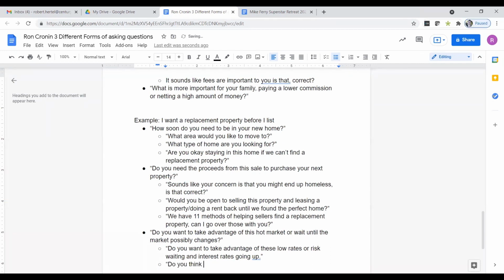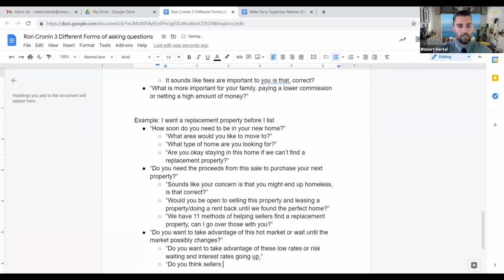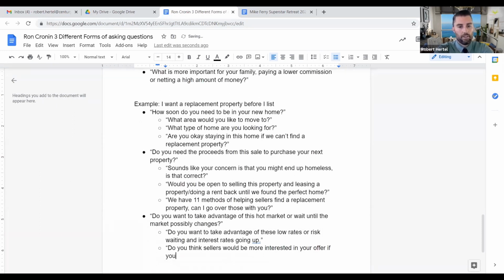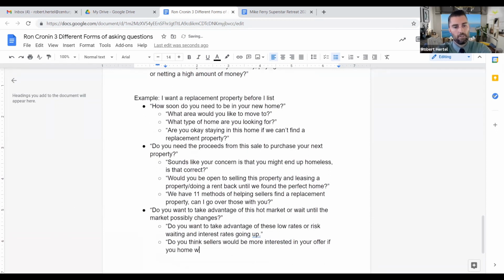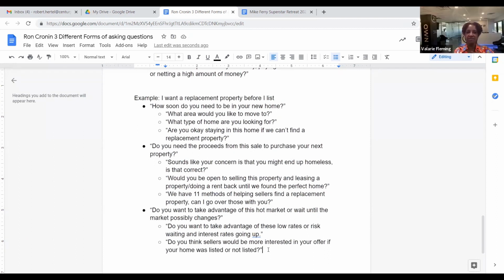Do you think sellers would be more interested in your offer if your home was listed or not listed? That is an A or B question. That was the one I thought. That's the key question. Good job. Yeah, that's a good one. I'm going to highlight that one.